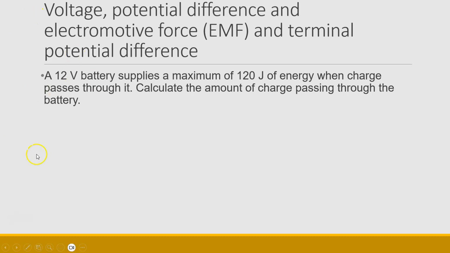A 12-volt battery supplies a maximum of 120 joules of energy when a charge passes through it. Calculating the amount of charge passing through the battery. Again, we use the same formula, V equals E over Q, which I have rearranged as Q equals E over V. That's 120 joules divided by 12 volts, so the charge passing through the battery is 10 coulombs.